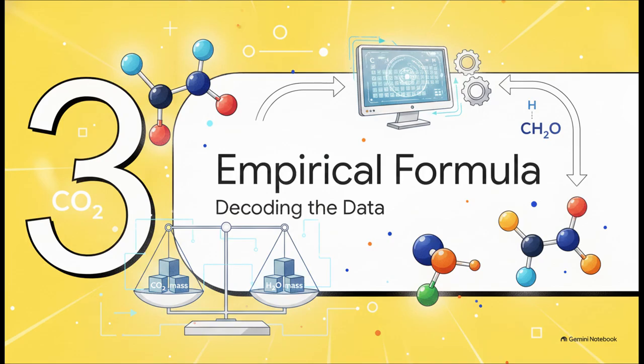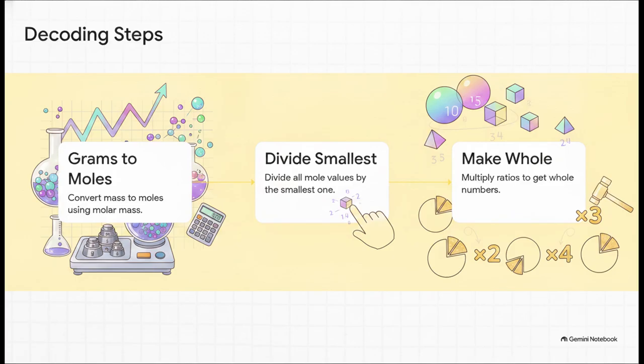Which brings us to Section 3, Decoding the Empirical Formula. Now that the combustion interrogation is over, we've got our raw clues, the masses of the captured carbon dioxide and water. But here's the thing, raw mass doesn't just hand us the chemical formula. We actually have to decode this data to find what we call the empirical formula. And remember, the empirical formula is simply the most reduced, simplest atomic ratio of the elements hiding inside our suspect. To get there, we use a classic three-step process that is pretty much your best friend in chemical forensics.